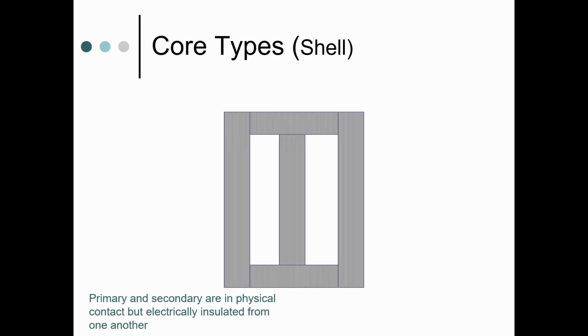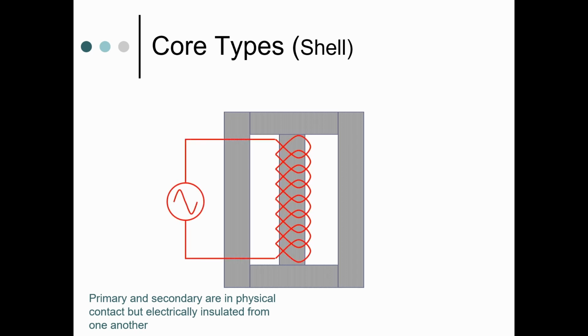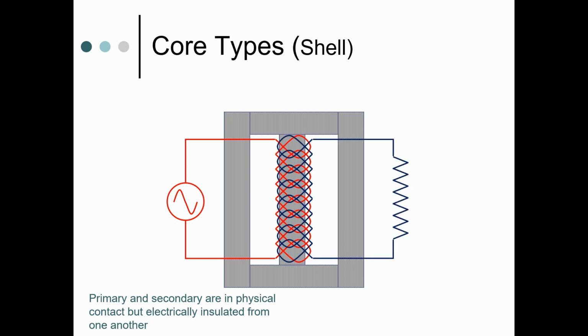The most efficient type of transformer core is a shell design. The shell core looks like a box with a post down its center. The primary coils are wrapped around this center post, and the secondary coils are also wrapped around the center post as well. Both sets of coils are electrically insulated from one another. Of the four types of core designs, shell type is the most expensive to produce.